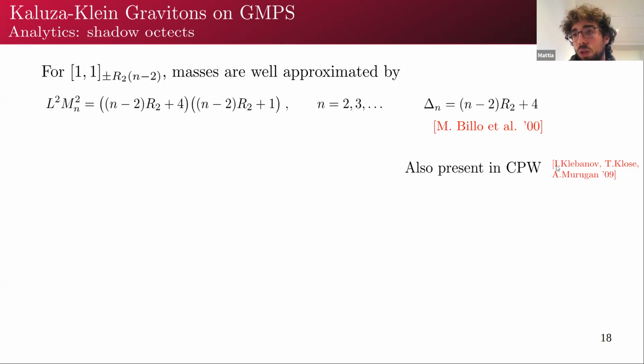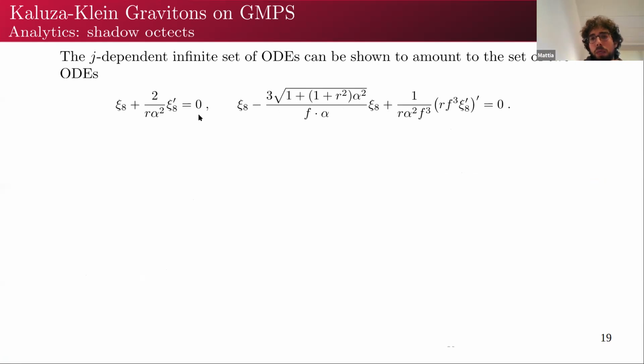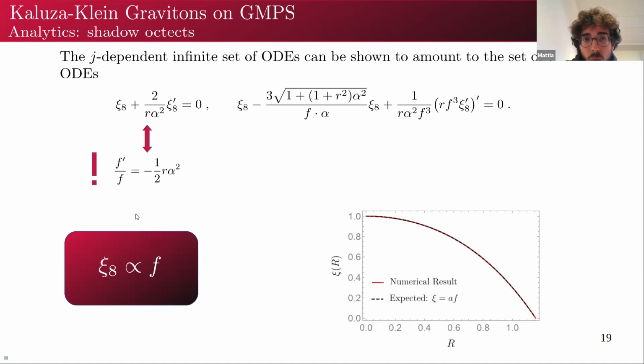And these states are present also in the CPW solution, so one could play the same game as before. Now we don't get explicitly the analytic formula for Xi8. One gets an infinite set of ODEs parameterized by the quantum number J, which can be shown to be reducible to only this system of two ODEs. And if we pay some attention to the first of the two, we see that it is precisely the same ordinary differential equation solved by the metric function f. So another analytic statement that we are able to make is that the eigenfunction for the octet should be proportional to the metric function f.